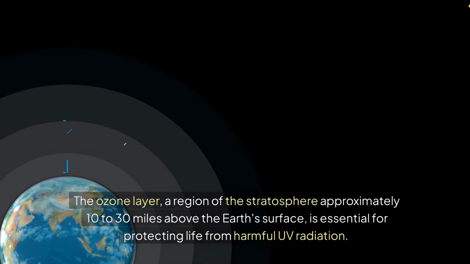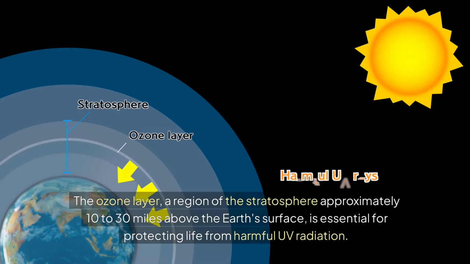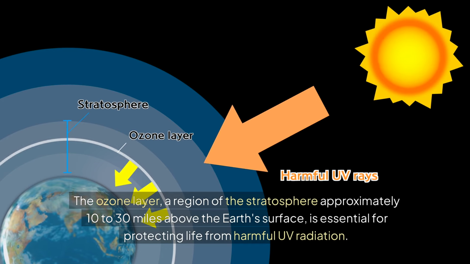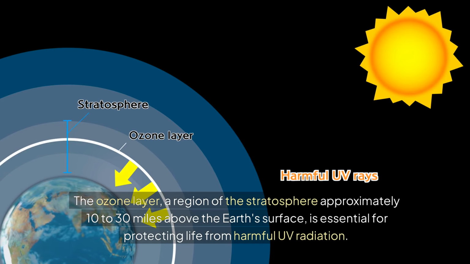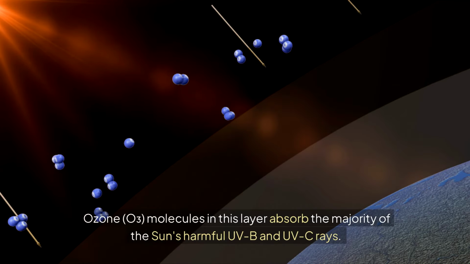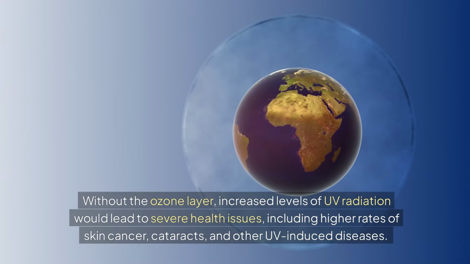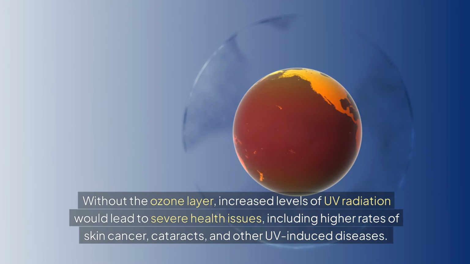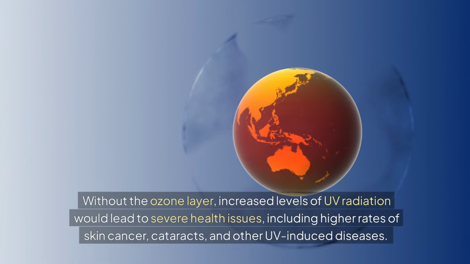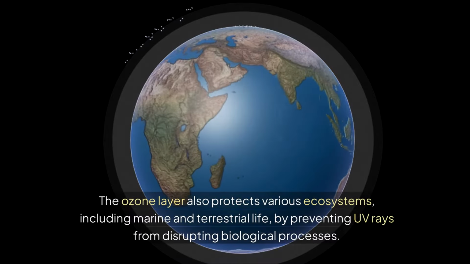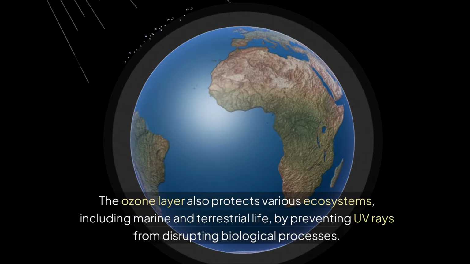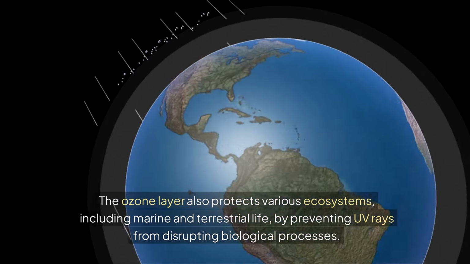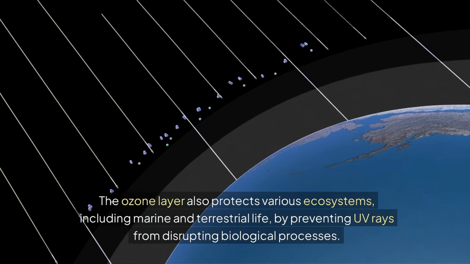The ozone layer, a region of the stratosphere approximately 10 to 30 miles above the Earth's surface, is essential for protecting life from harmful UV radiation. Ozone, O3, molecules in this layer absorb the majority of the sun's harmful UVB and UVC rays. Without the ozone layer, increased levels of UV radiation would lead to severe health issues, including higher rates of skin cancer, cataracts, and other UV-induced diseases. The ozone layer also protects various ecosystems, including marine and terrestrial life, by preventing UV rays from disrupting biological processes.